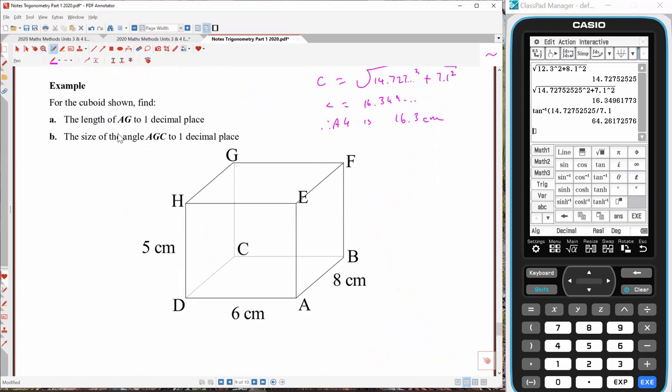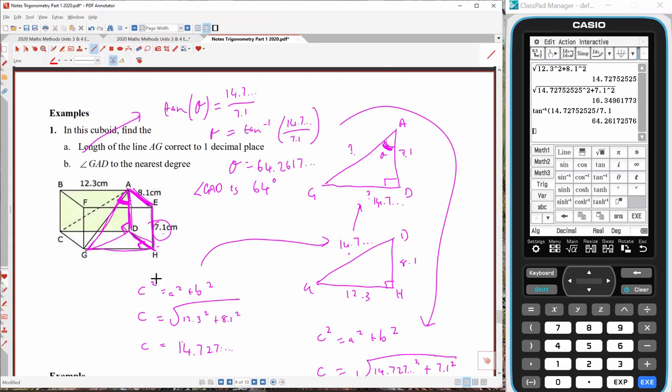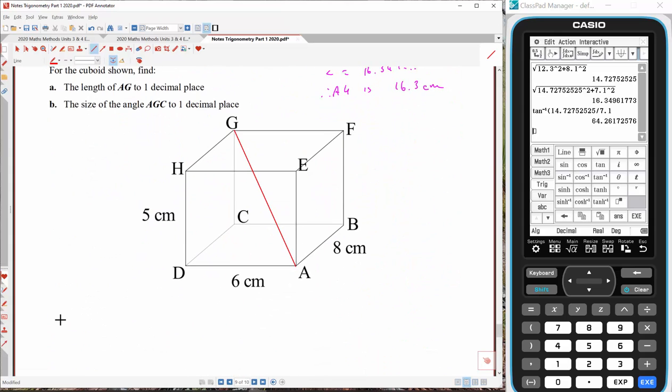Okay, for the cuboid shown, length of AG, is A, is G. So we want to get the length of a line joining there. That's awful, that line. Let's draw it properly. So we want to get the length of this line here, the size of the angle AGC. AGC. This is virtually the same question. Okay, this is virtually the same question without all of the stuff drawn in for you. Okay, so we're going to slam this one out pretty quickly. All right, so same method as before.